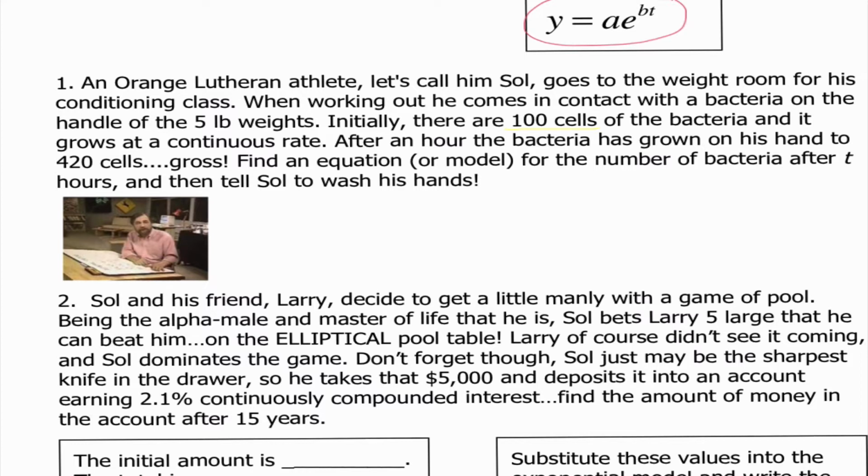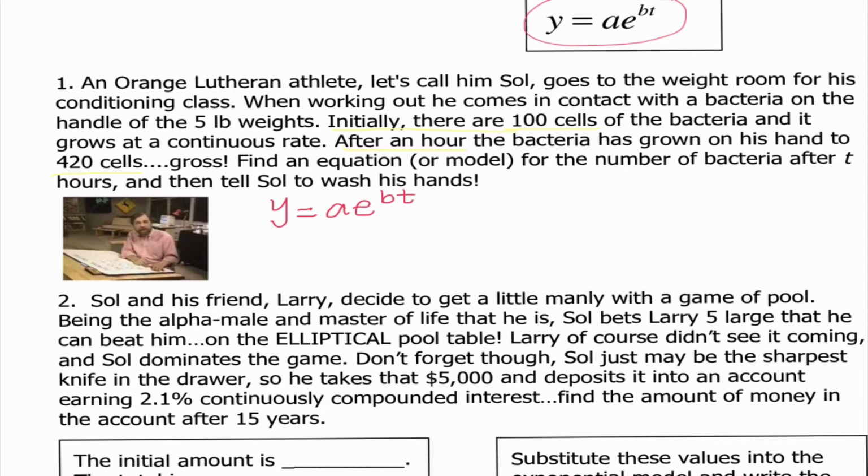So we know 100 cells. It says initially there are 100 cells. I'm thinking that would be important. The fact that there's 420 cells after an hour seems important to me as well. So I think I'm going to stick with those, and I'm going to go ahead and write y equals a e to the bt power.